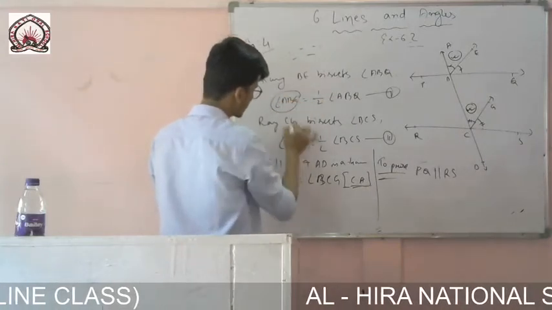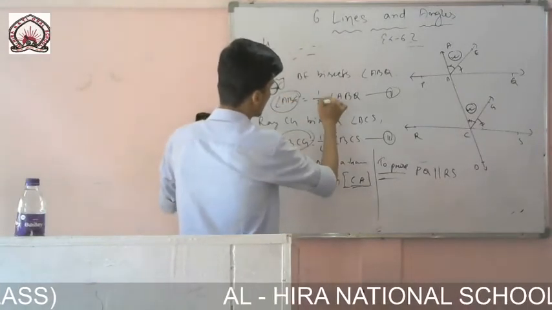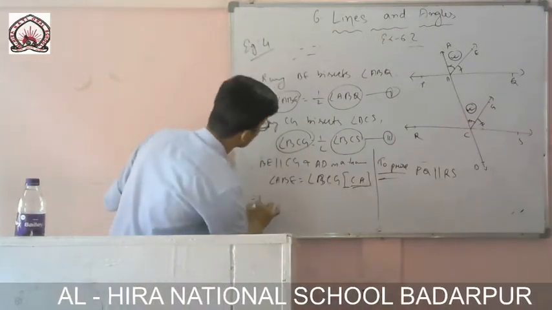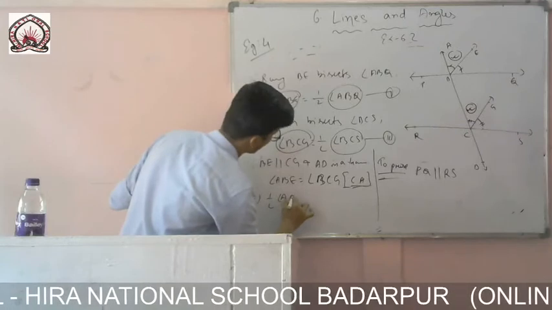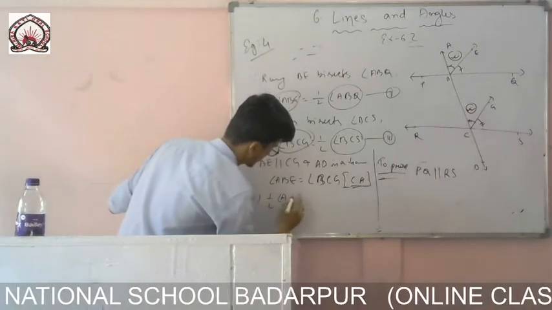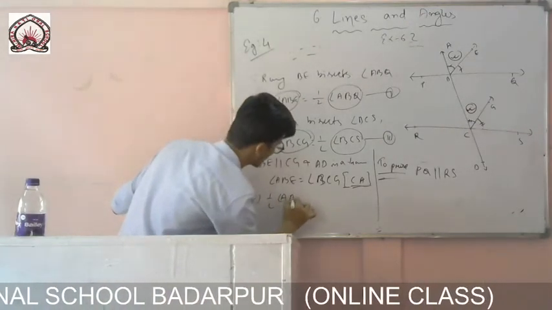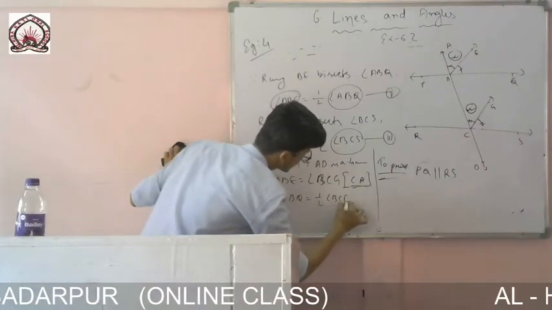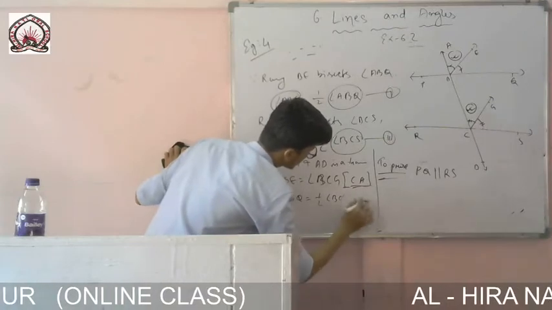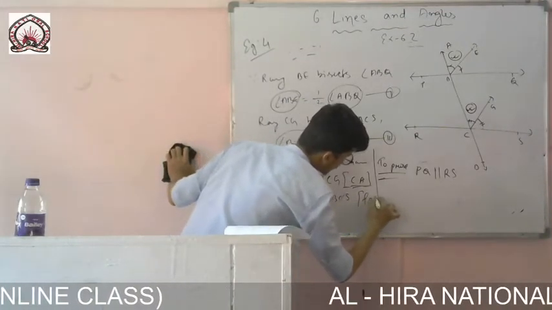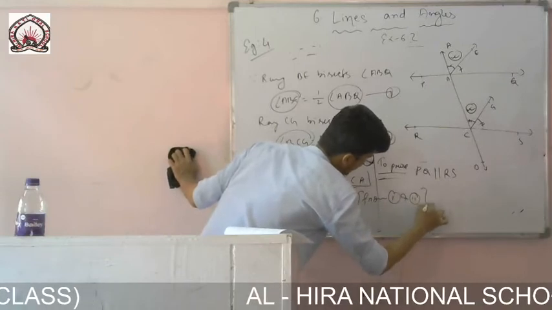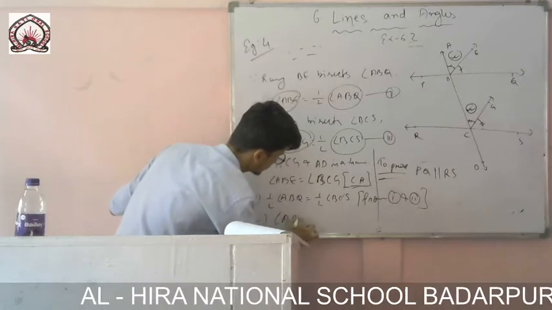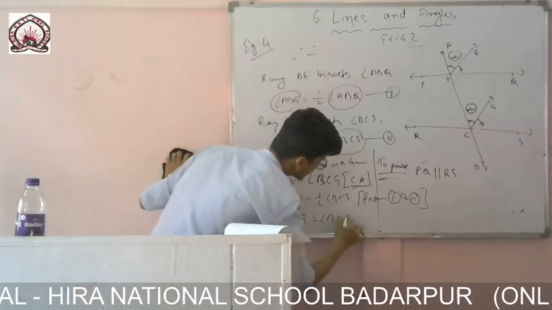If this angle is equal to this one, that means this part will be equal to that part, half, so I can cancel. You can write it like this: half angle ABE is equal to half angle ABQ, and half angle BCG is equal to half angle BCS. Then from equations 1 and 2, the half will be cancelled, so angle ABQ will be equal to angle BCS.